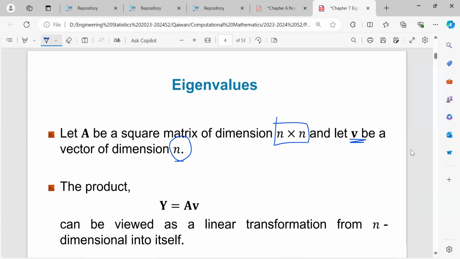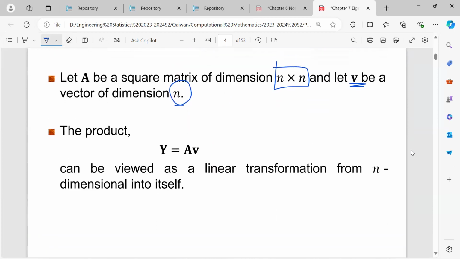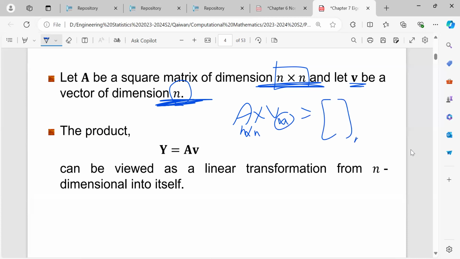Here it says, let A be an n by n matrix. So it's an n by n dimensional matrix. And V be an n dimensional vector. So the multiplication of them, A times V, A is n by n, and this is an n dimensional vector. Multiplication of them is a vector of n dimension. Okay? It is an n dimensional vector.